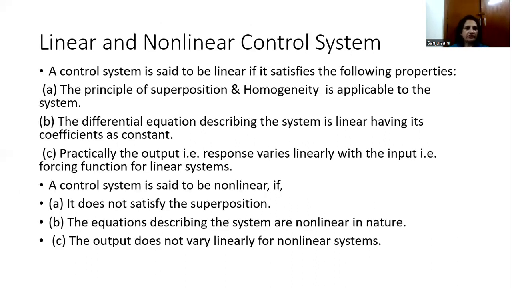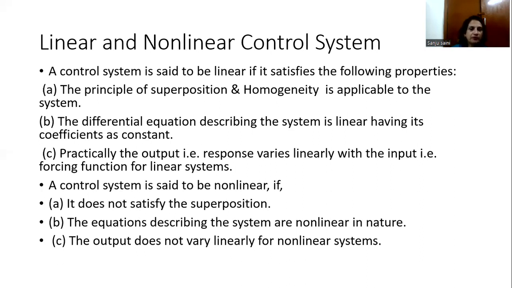Then the third classification is based upon the linear and non-linear control system. For that, first of all, we have to understand the meaning of linear. A control system is linear in case it satisfies two properties. It follows the principle of superposition and follows the principle of homogeneity. Any system will be the linear one in case it satisfies these two principles.